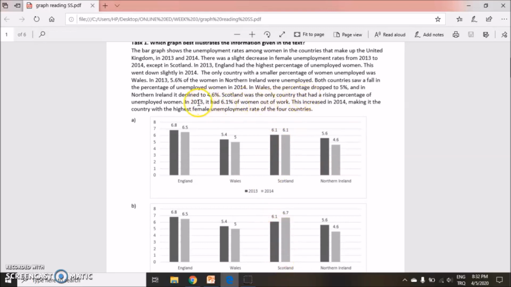And then in 2013, this increased in 2014, making it the country with the highest female unemployment rate of the 4 countries. So there's an increase in 2014. If you look at this chart, there is no increase in both years, but in this one there is. So the answer is B.